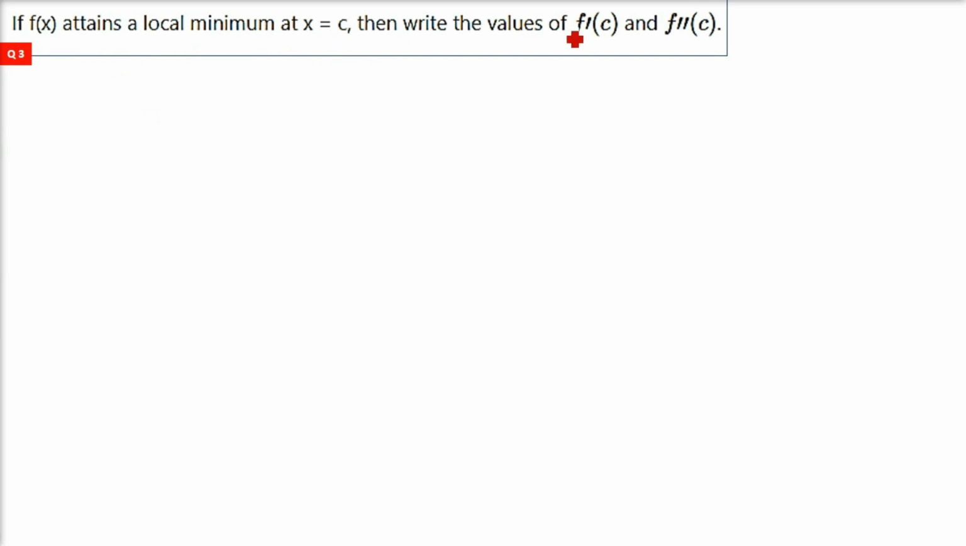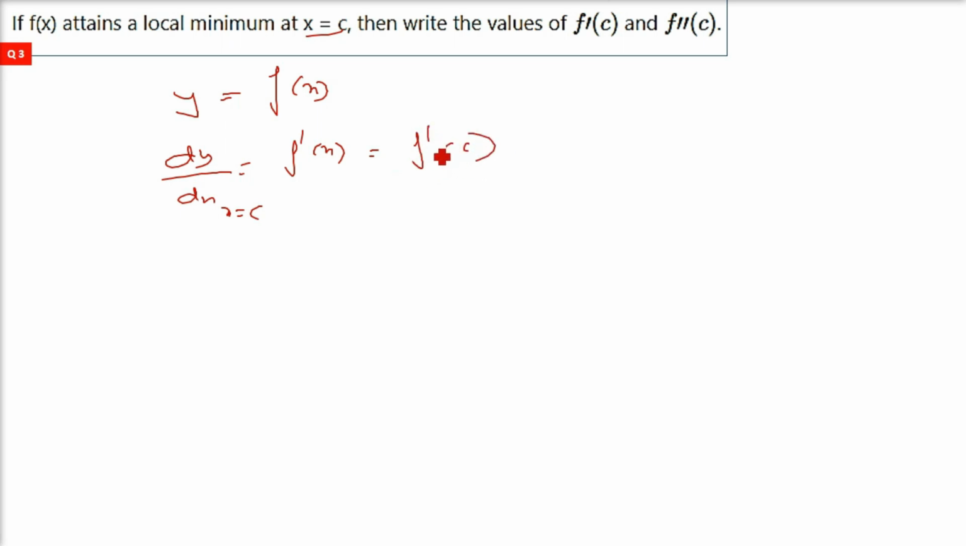If f(x) attains the local minimum at x equals c, then write the values of f'(c) and f''(c). Now we have the original function, y equals f(x). dy by dx is f'(x), the single differentiation, the first derivative. At x equals c, it's f'(c), the first differentiation. So in order to find the critical point or extreme point, we say f'(x) equals 0 at a certain point, f'(c) equals 0.